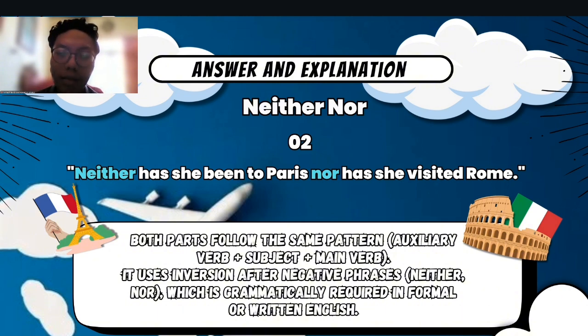So in both cases, the inversion helps create a parallel structure, gives equal weight to both negative ideas, and makes the sentence sound more polished. So that is my presentation. Thank you for listening. The next presentation will be given by my friend Rehan.